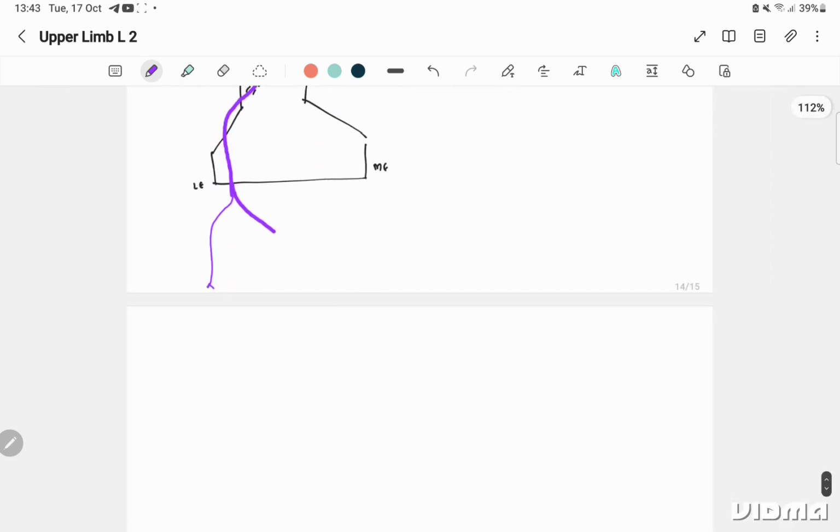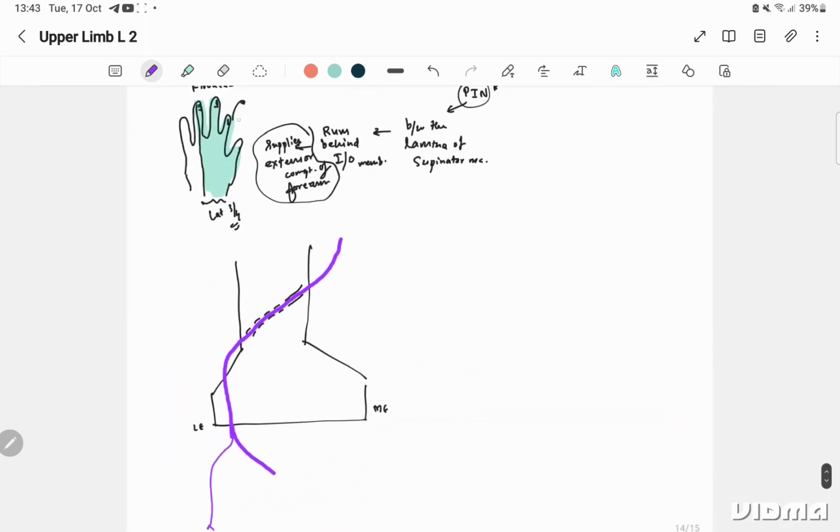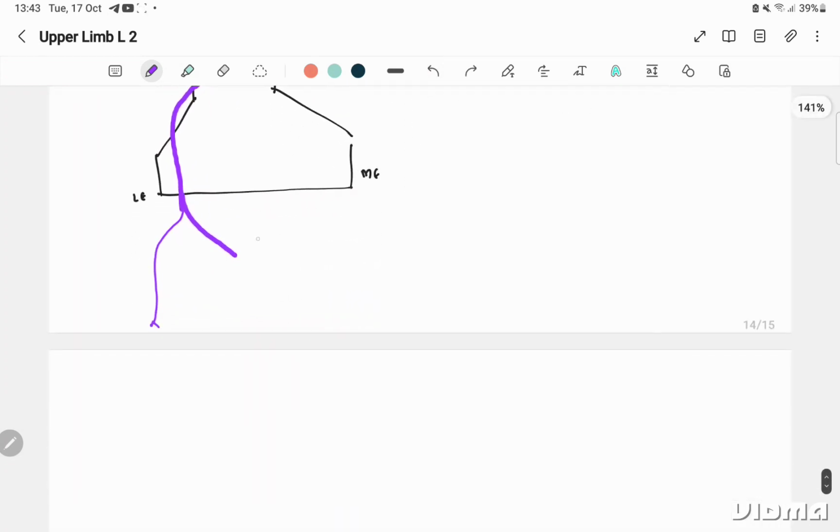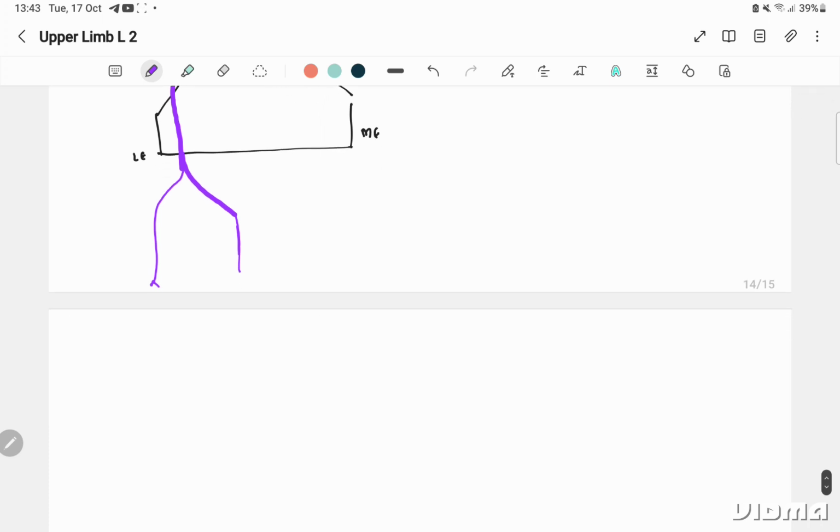The superficial branch of radial nerve supplies the lateral 3/4 of the dorsum of the hand and fingers except the nail beds, and the posterior interosseous nerve supplies a host of muscles, the extensor compartment, all the extensors: ECRB, EPL, EPB, EI, extensor digiti minimi, extensor digitorum. Okay, all the extensors. Clear?